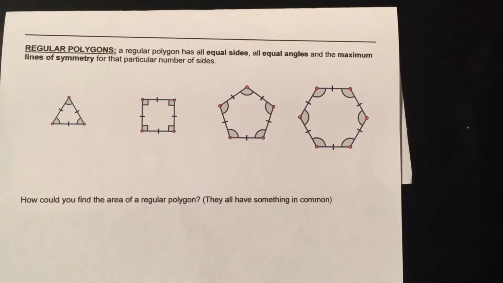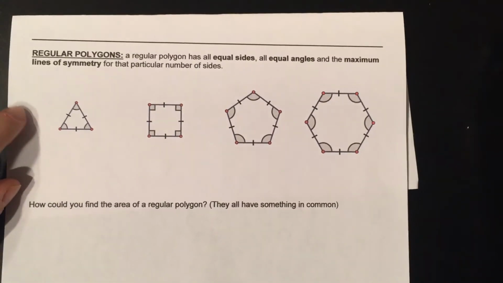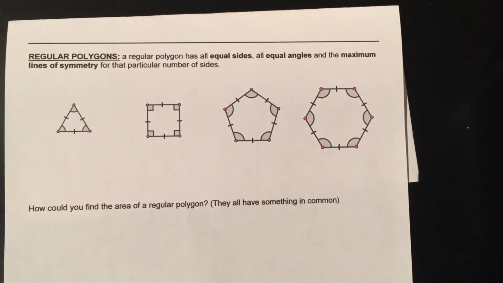So let's talk about finding the area of polygons. So we have regular polygons, right? Notice by definition, a regular polygon has all equal sides, all equal angles, and the maximum lines of symmetry for that particular number of sides. And my question for you guys to pose is, how could you find the area of a regular polygon? And the hint is they all have something in common.